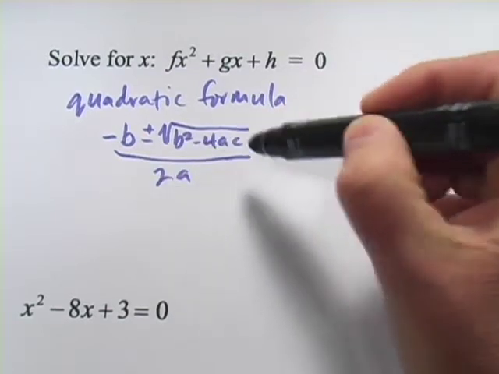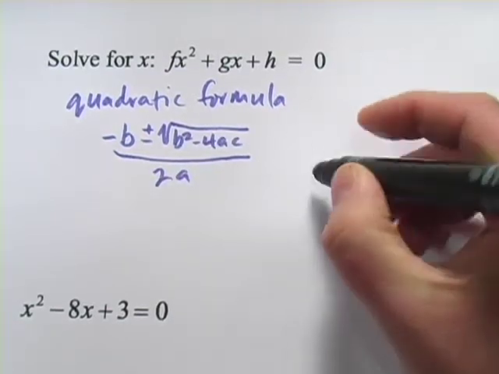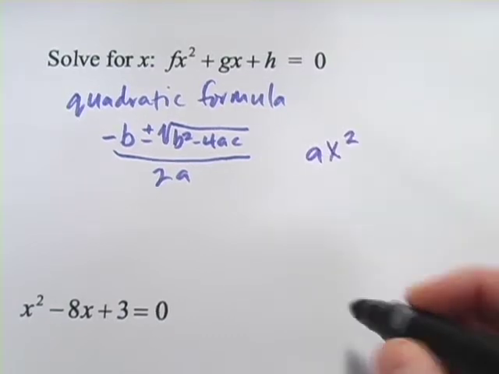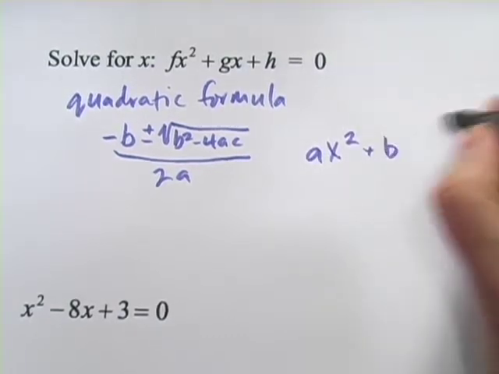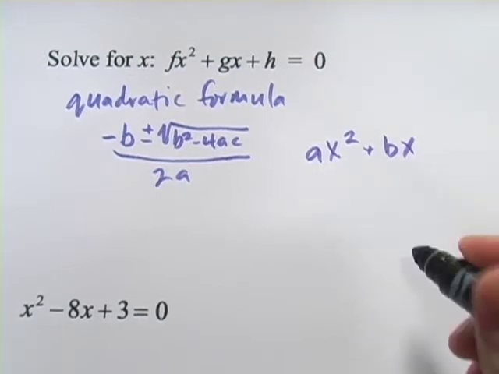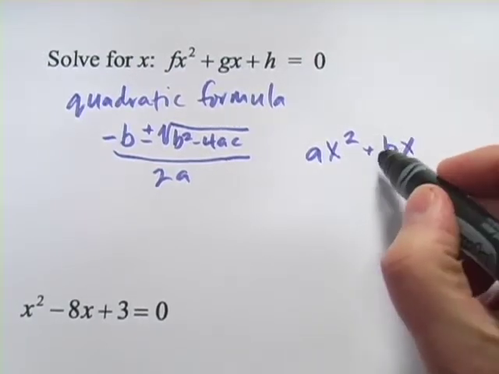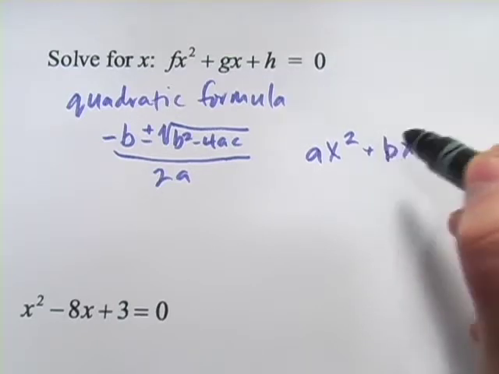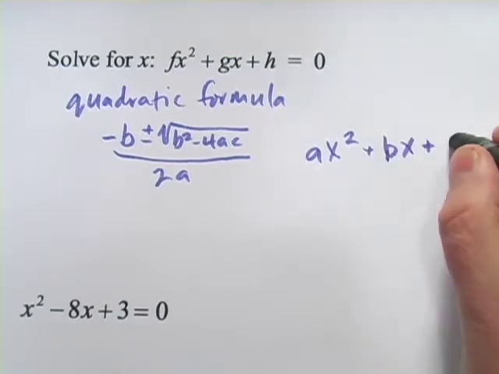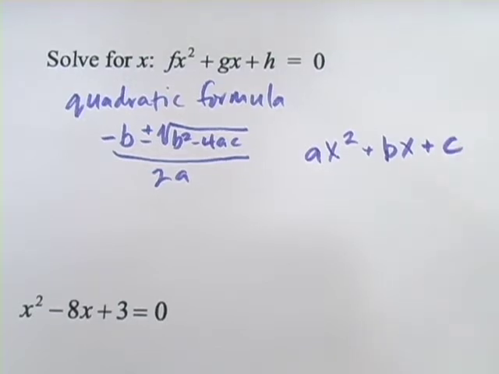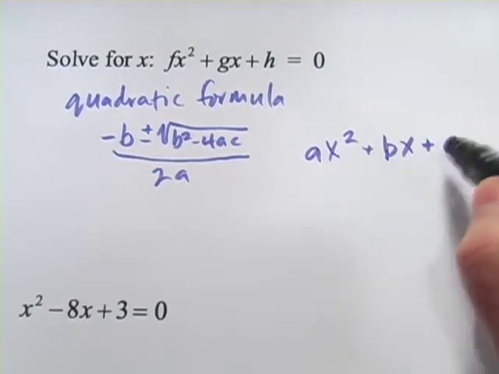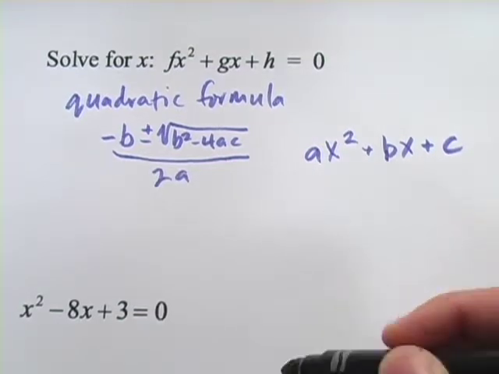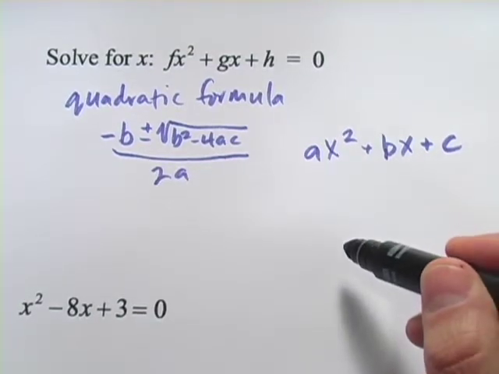Now, where do these a, b, and c come from? Well, the a is the coefficient of the x squared term. The b is the coefficient of the x term. And remember, you got to bring the signs along. So if this is a negative 6, for example, times x, the b would equal negative 6. And the c is just the constant term. So you find all those numbers, you plug them into this formula, crunch it out, and you've got your solutions without having to do any factoring at all.